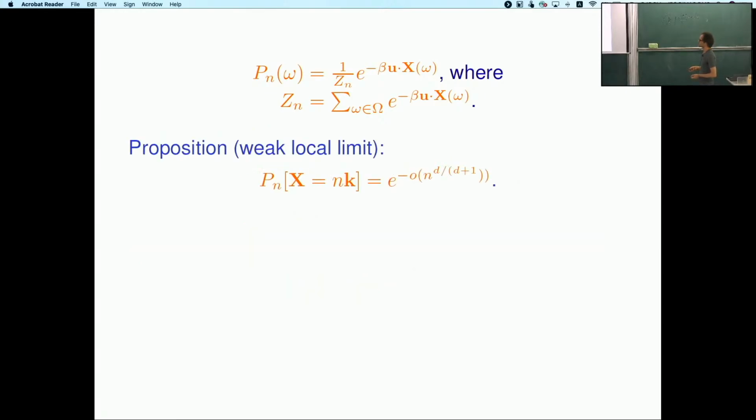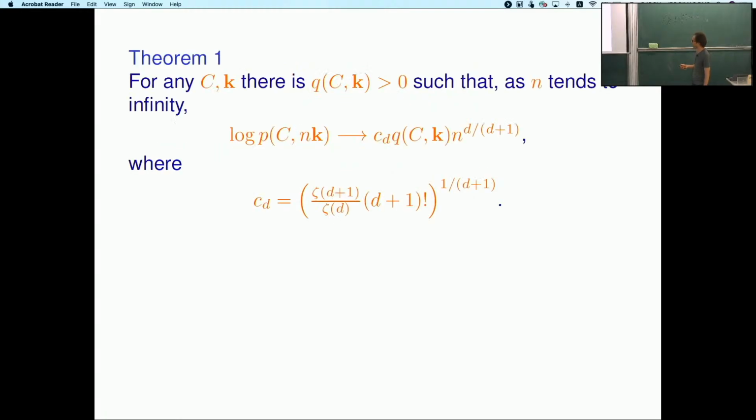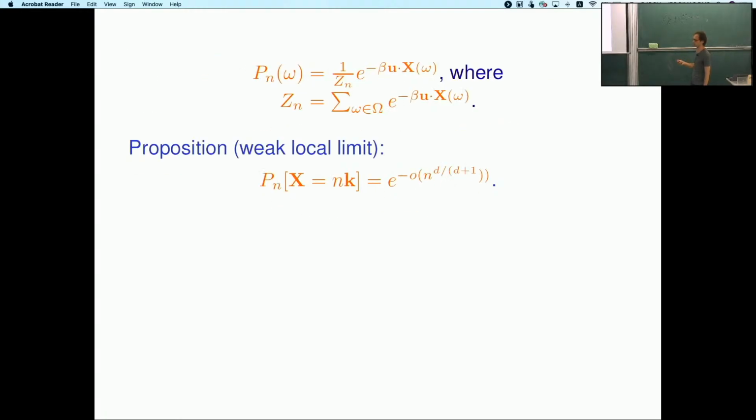So the key lemma that allows us to connect our distribution P of n with the distribution that we're interested in, Q of n, is this local limit result. I'm not going to give any proof of a result here, but I'll show how this local limit result plays into determining the number of zonotopes.